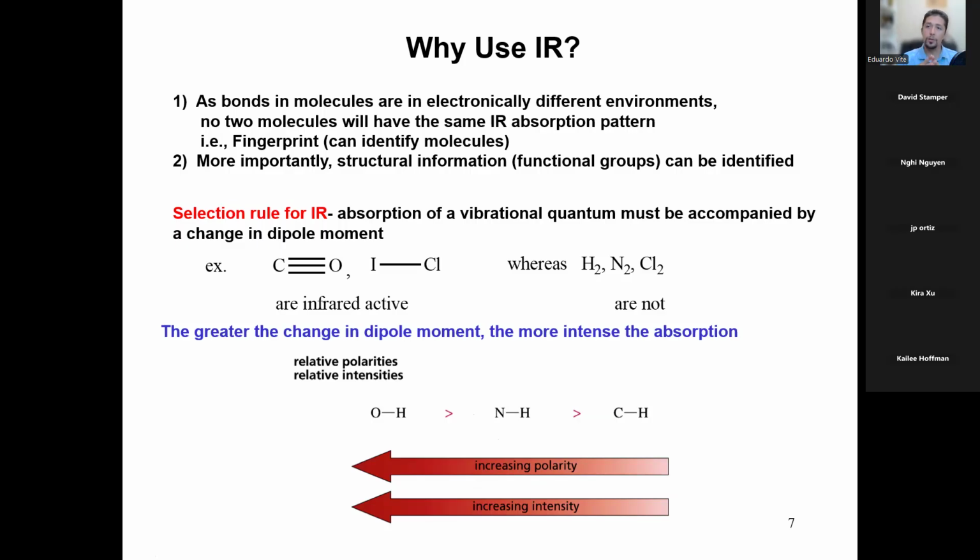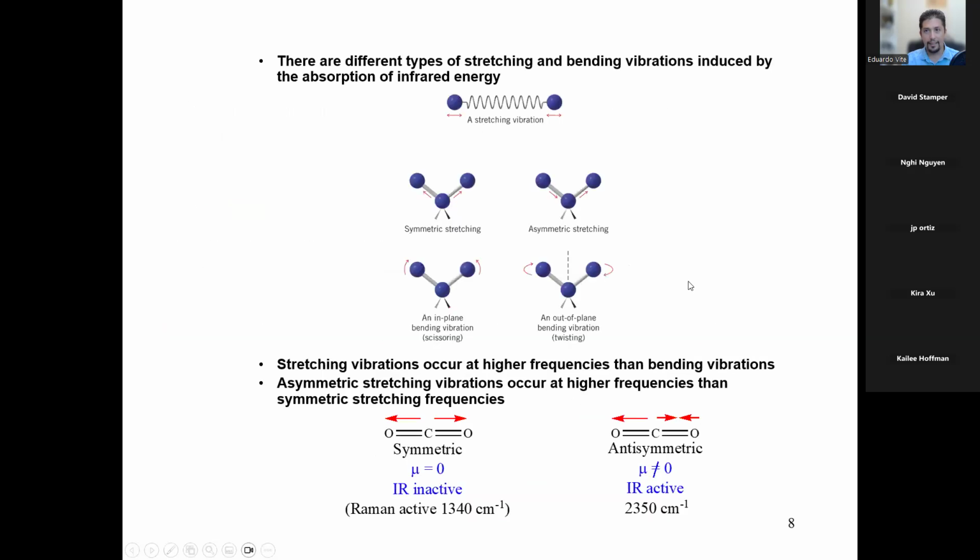But what I want you to take away from the slide is that in order for it to be IR active, it needs to have a change in the dipole and it needs to be asymmetrical. Any questions so far? All right. And so I'm going to show you some really cool animations about this pretty soon.